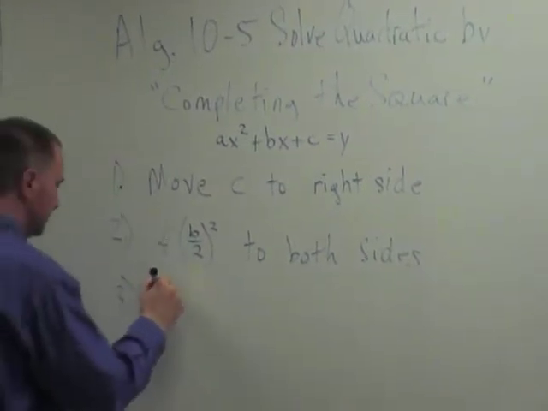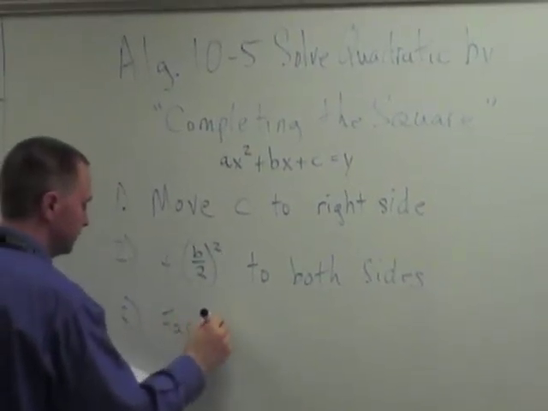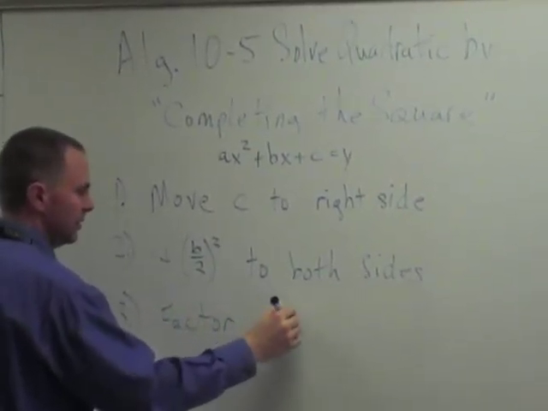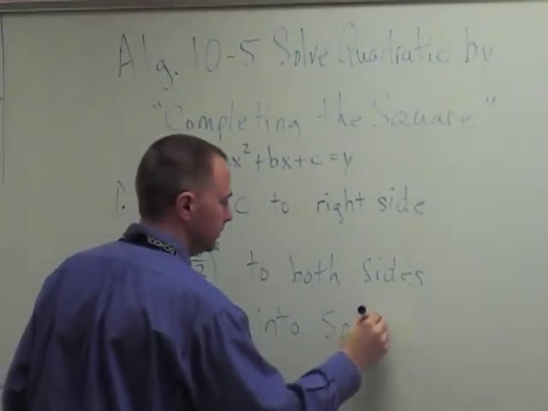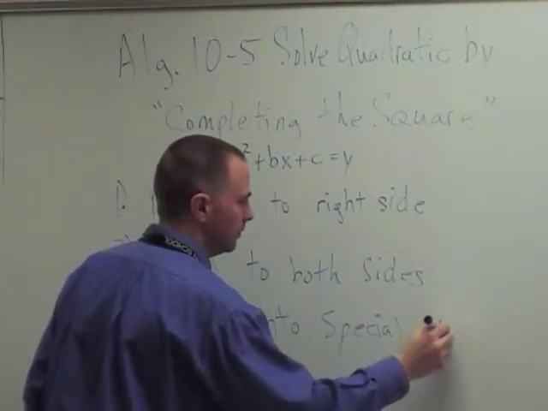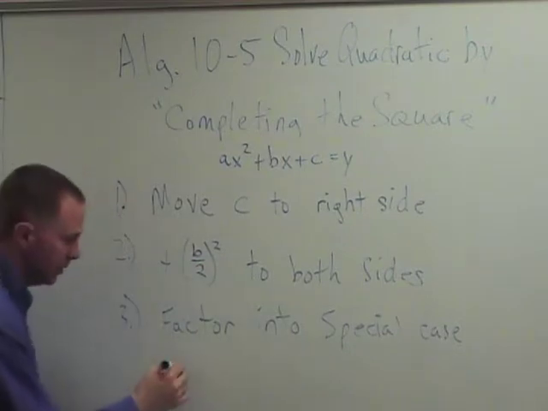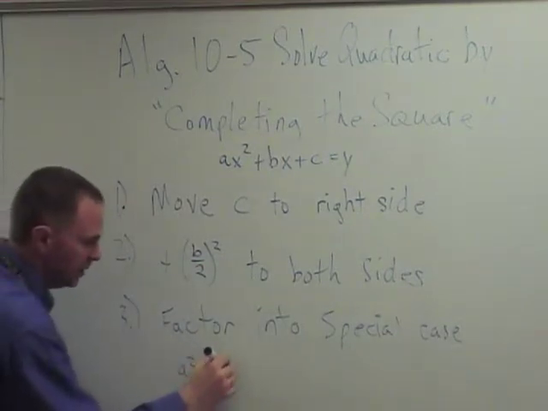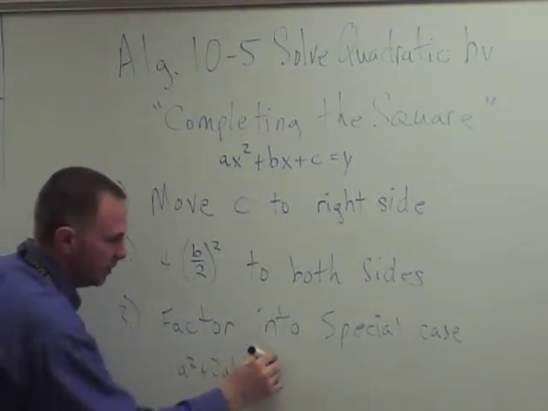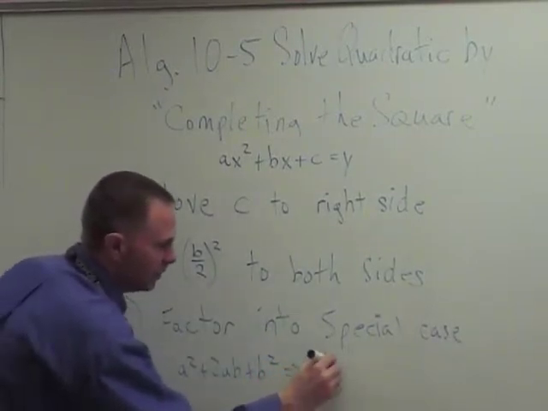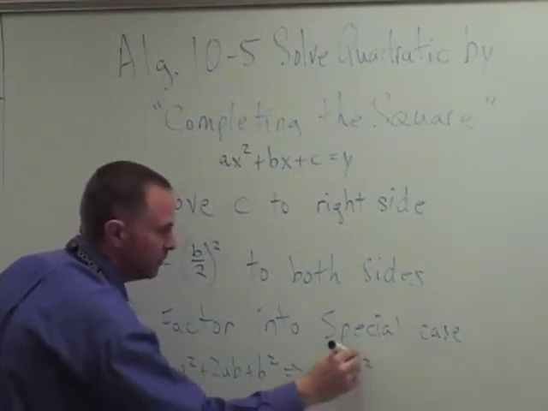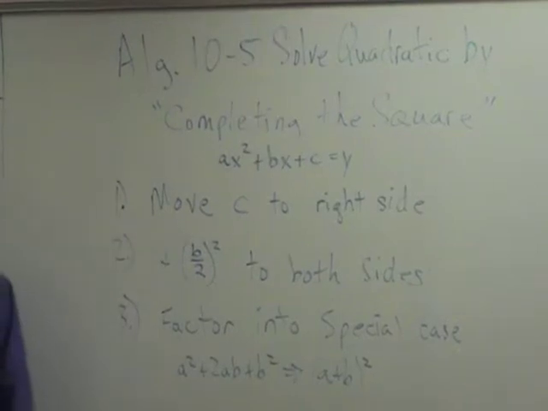Okay. Step 3. It'll make more sense as we do it. Factor into a special case, which is what I just said. You remember what those were? A squared plus 2ab plus b squared. That factored into a plus b quantity squared. Anybody not recognize that?